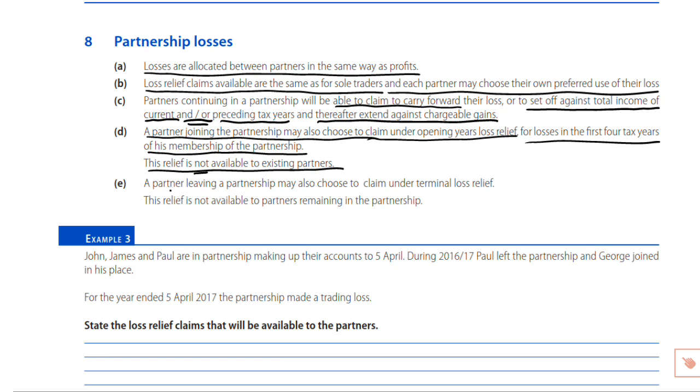A partner leaving a partnership, that's a cessation, and therefore, given that there is no carry forward, as we've already mentioned, you get to claim under terminal loss relief. Again, that is a loss available only for losses sustained in the last 12 months of trading. Having computed that loss, remember how we do it, dividing the last 12 months into how much of it fell into the penultimate tax year and how much fell into the final tax year.